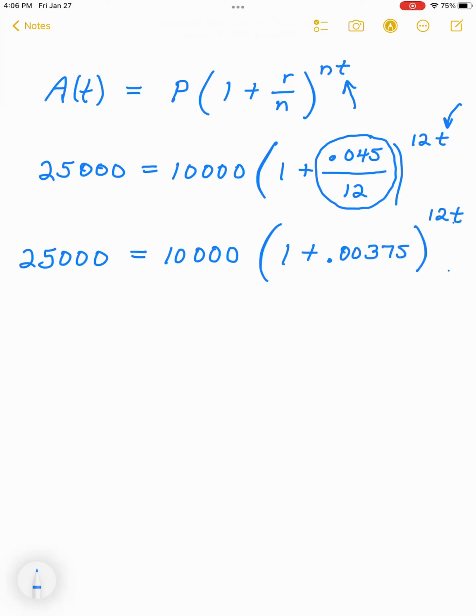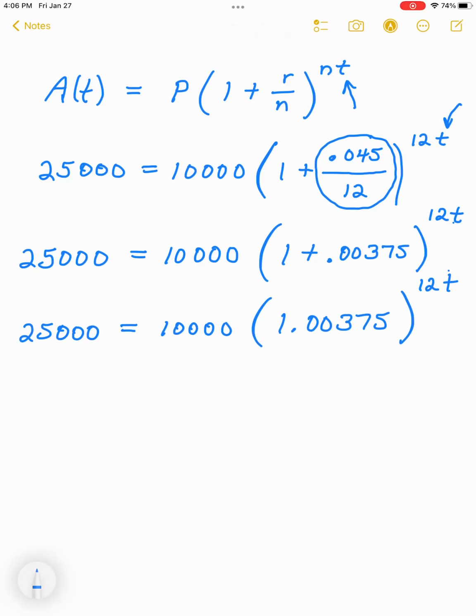Now I just rewrite everything else. Of course, 1 plus 0.00375 is going to be 1.00375. So let me write that: 10,000 times 1.00375, and that's raised to the 12 times t power.